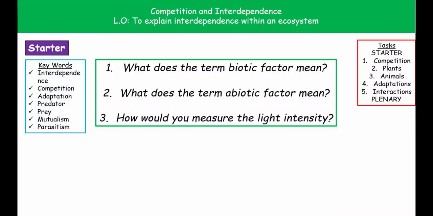So what we're going to do in our biology lesson today is have a look at competition and interdependence. We're going to see how these different organisms all link together within their ecosystem. It starts off though with 3 questions on the screen that I'd like you to answer in your books, based around our previous work. I'm going to give you about a minute and a half to answer those in your books for me.